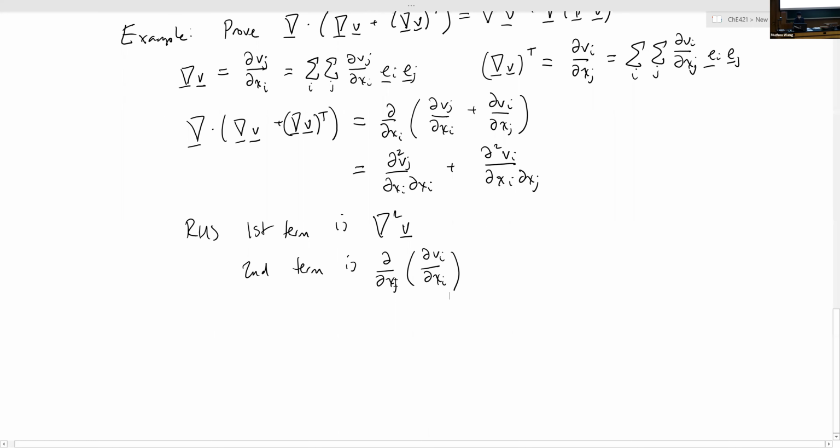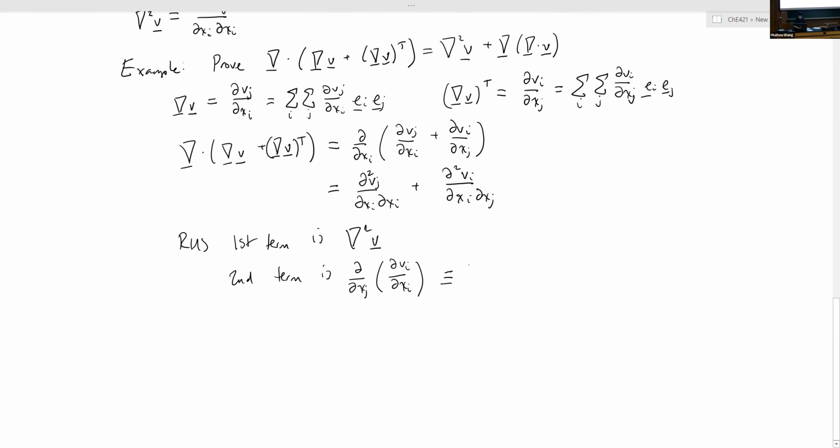And then when we take d/dxj of that, that's a different index than before, and so that's del of whatever was inside. And so this is like that. And there we have it, right? That's exactly what we're trying to prove. This first term is del squared v, and the second term is del of del dot v.